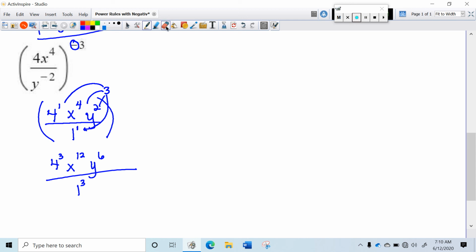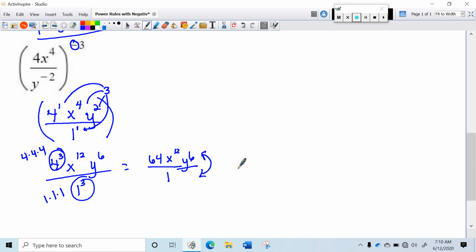Okay, so I'm going to figure out the numerical part first. 4 cubed is 4 times 4 times 4, which is 64. X to the 12th, y to the 6th. 1 cubed is 1 times 1 times 1, which is 1. But because the original problem had a negative exponent on the outside of parentheses, we flip the fraction. So I'm going to have 1 over 64, x to the 12th, y to the 6th.